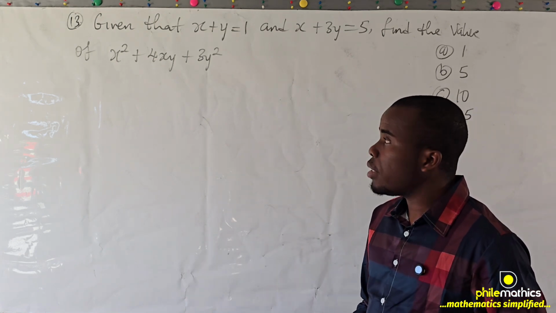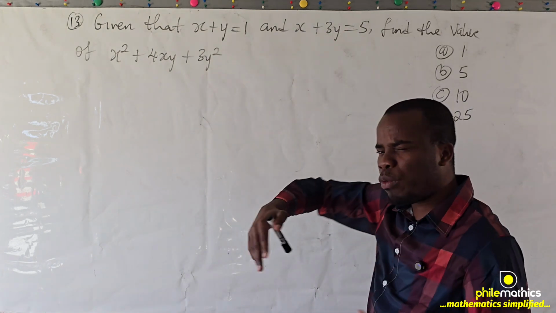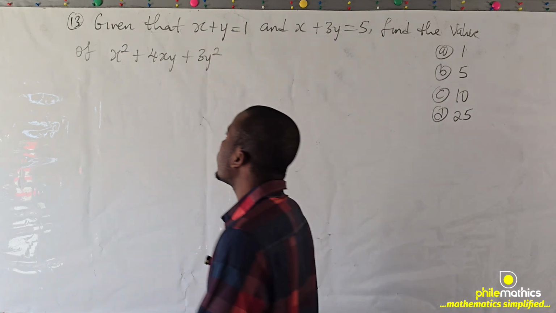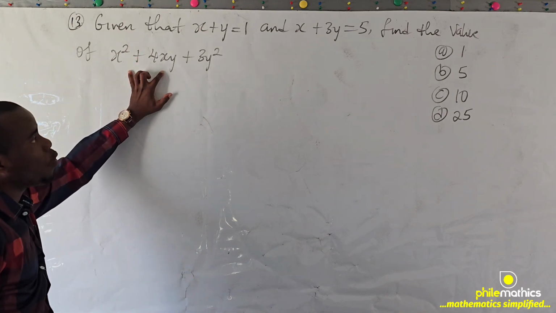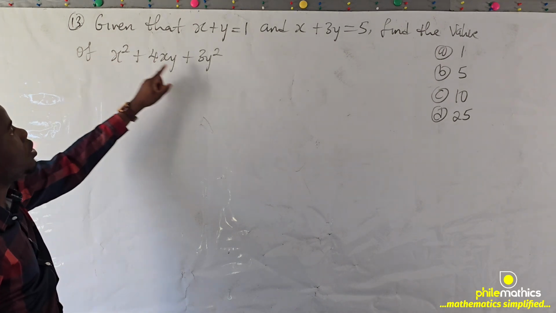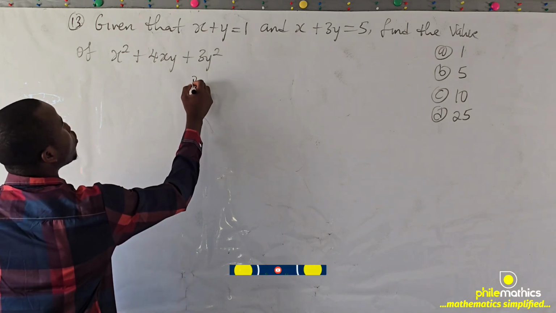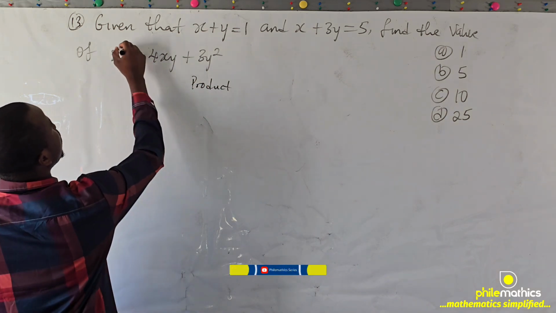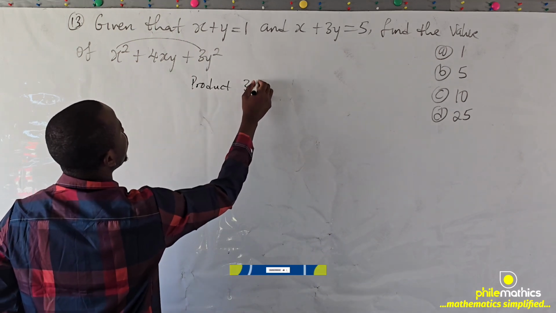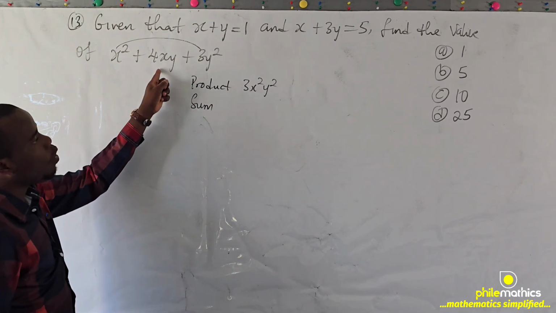A quick way of solving this is to factorize this and then substitute what this is, because obviously the product of these two is simply this. Let's see. If we factorize x squared plus 4xy plus 3y squared, remember how we do it. We multiply this first term with this last term, and then we look for two numbers such that the product will be this product of these two, which is 3x squared y squared, and their sum will be 4xy.